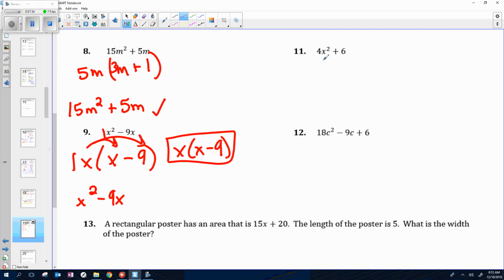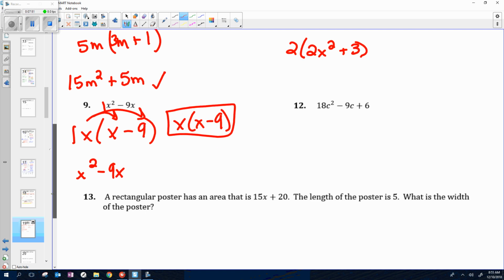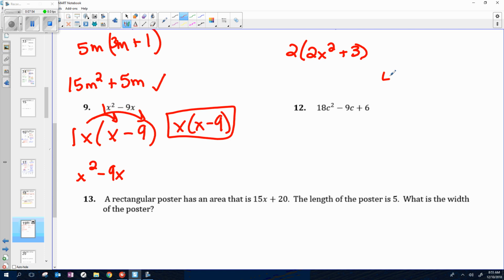For question 11, 4x squared plus 6, the highest common factor for 4 and 6 would be a 2. So 4x squared divided by 2 just gives me a 2x squared, and a 6 divided by 2 gives me a positive 3. I cannot take out any variable here because the 6 doesn't have an x at all. You can check by distribution and get 4x squared plus 6, so we are good. This is our final answer.